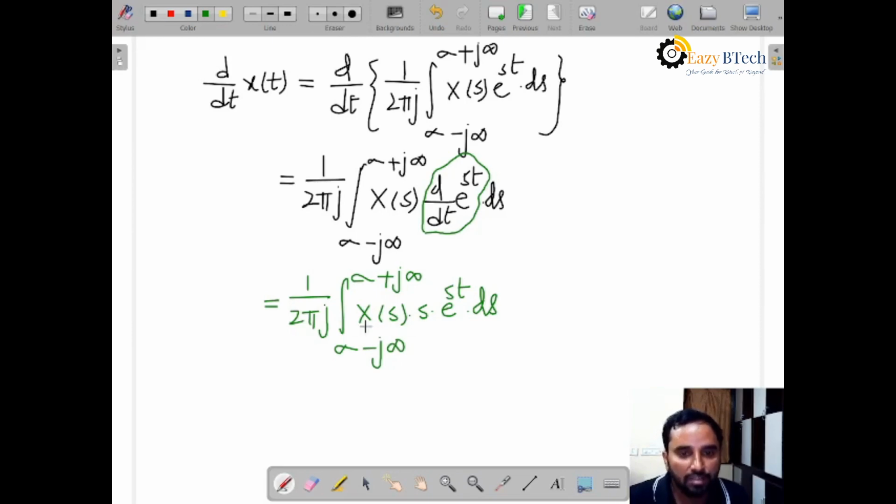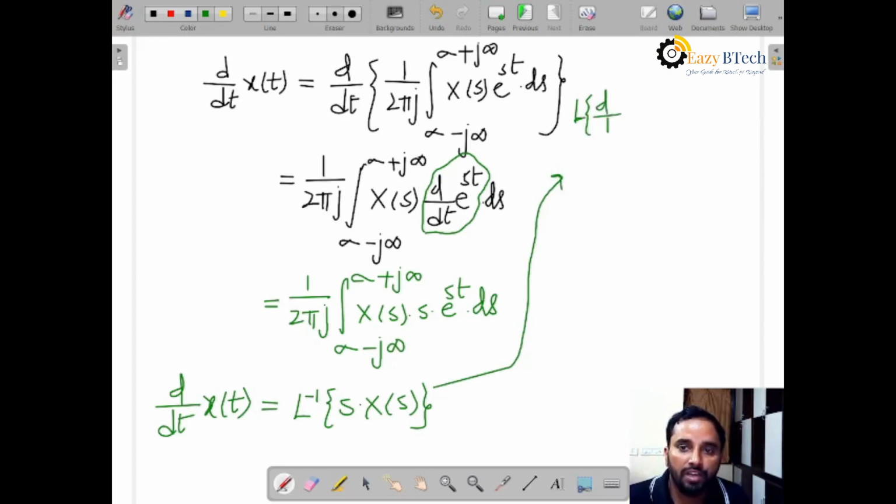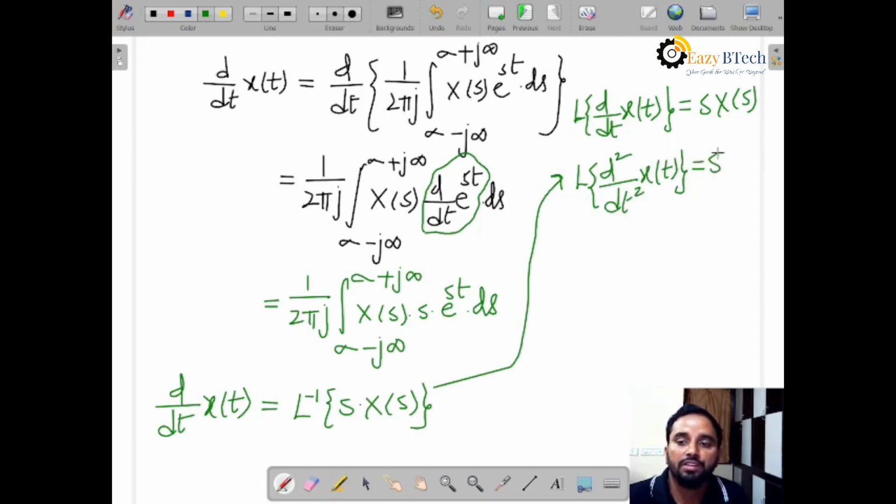Now this formula is like the inverse Laplace formula, but in the inverse Laplace formula we only have X of s, whereas here s into X of s is available. So this total we can write as the inverse Laplace of s into X of s, and the left side we have d by dt of x of t. So inverse Laplace of s into X of s is equal to d by dt of x of t. In this way also we can read: the Laplace transform of d by dt of x of t will become s into X of s. Suppose you have double differentiation, d square by dt square of x of t, the Laplace transform will become s square into X of s. Very important, please follow.